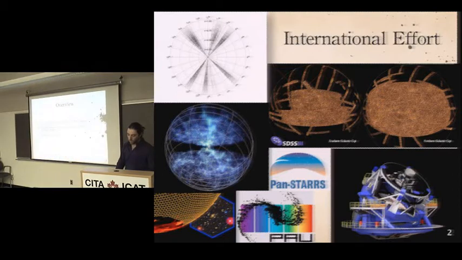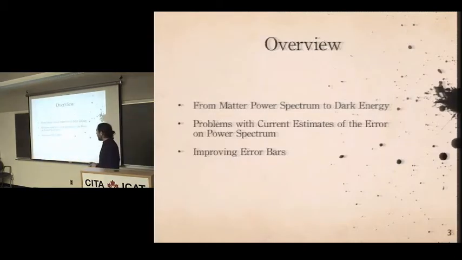So before going into the details, I'll briefly explain how we go from a measurement of the dark matter power spectrum to a measurement of dark energy. Then I'll elaborate a little bit on the current problems with the estimates of the error bars in the current analyses, and I'll try to explain how we did improve these.